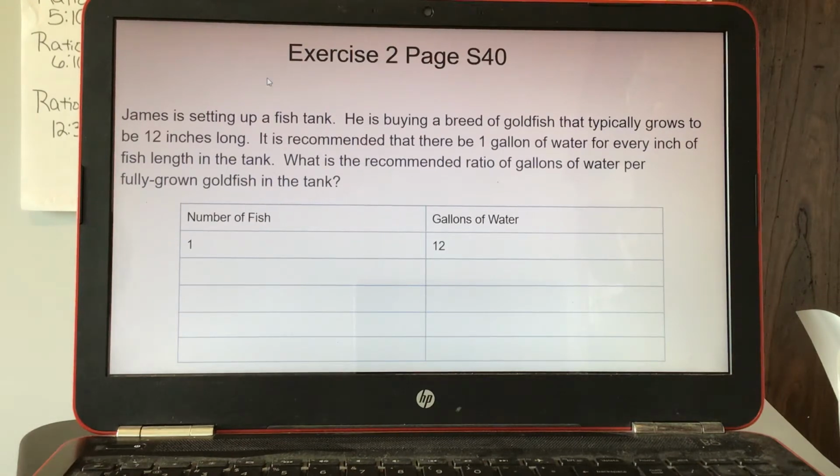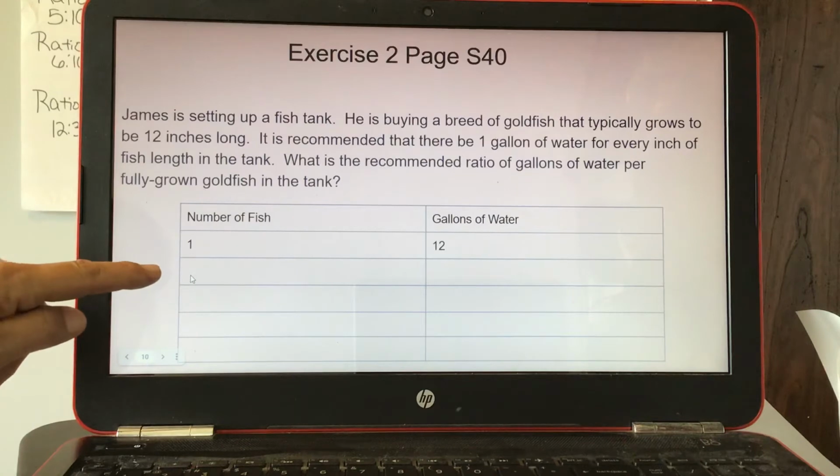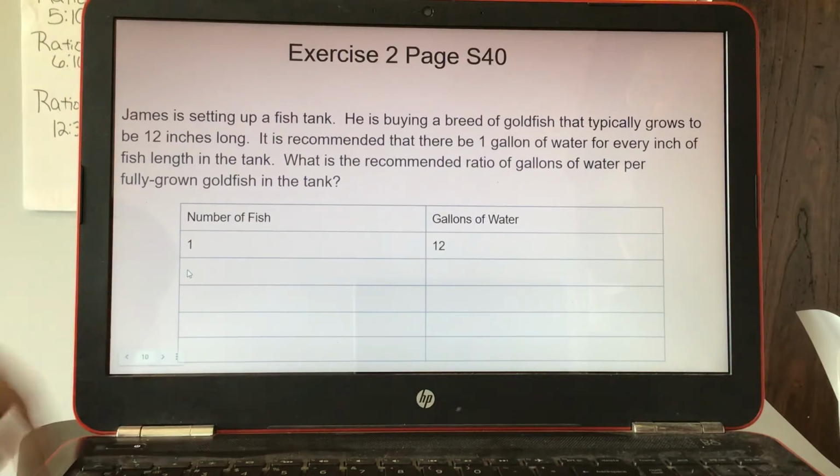So they kind of worded this, I think, a little differently. So anyways, don't get confused. It's 1 to 12. So they want not 1 fish. When it's fully grown, it's going to need 12 gallons of water, because for every inch of the fish, it's 1 gallon, and it's 12 inches long when they're full grown. So then again, we can multiply both the numbers by 2, then 3, then 4, then 5.